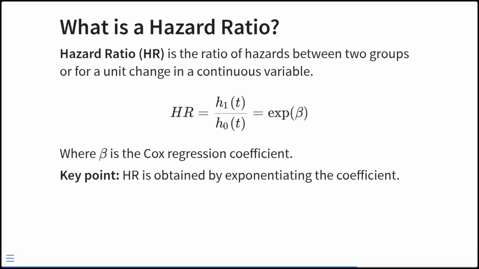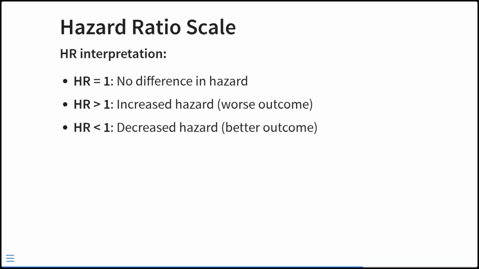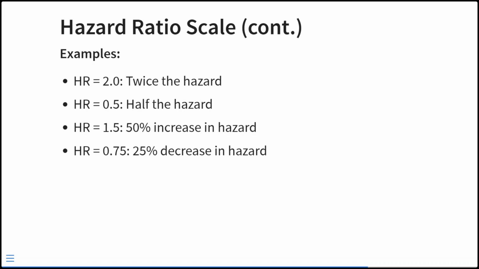We're usually comparing a particular level of a category. So a hazard ratio equal to 1 means there is no difference in hazard. When it's greater than 1, it means there's increased hazard, worse outcome. When it's less than 1, it means that there's a decreased hazard, better outcome.